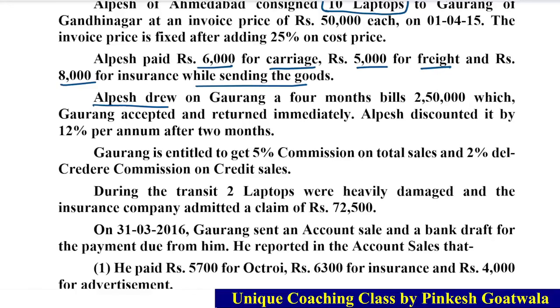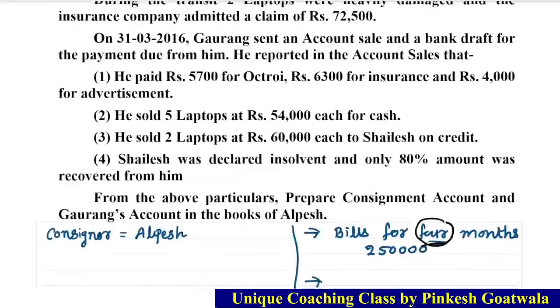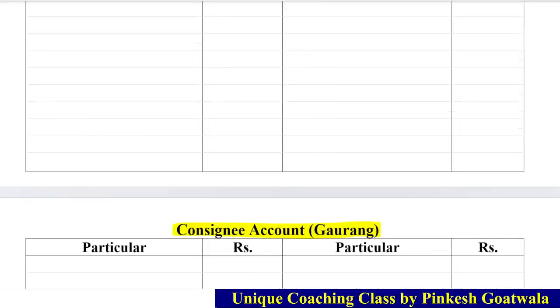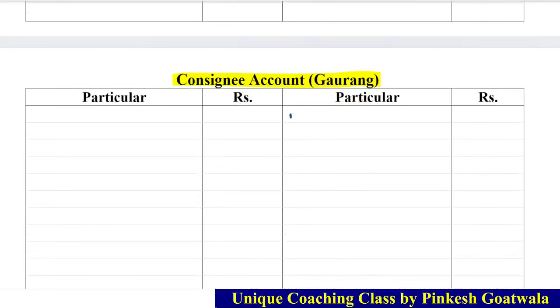Then Alpesh drew on Gaurang 4 months bills. Okay, so bills are drawn, so its effect will be in Gaurang account, credit side by BR, that is advance 2,50,000.